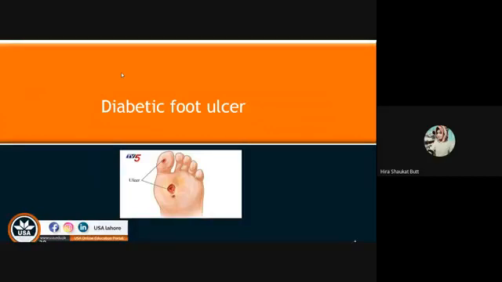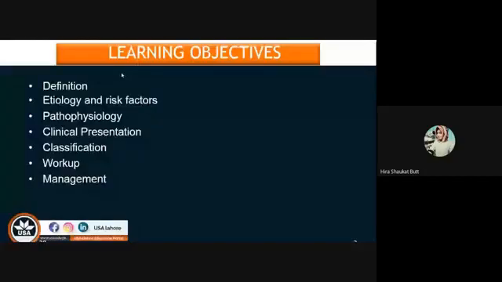So let's start with today's topic. First of all, we will see the learning objectives. The learning objectives for today's lecture are: first of all, the definition, then we will discuss the etiology and risk factors of foot ulcers. Afterwards, we will go through the pathophysiology. Then we will see the clinical presentation of the patient who has diabetic foot ulcer. Then the classification of diabetic foot ulcers. Afterwards, the diagnostic criteria or other investigations helpful in the diagnosis and treatment of the diabetic foot ulcer, and finally the management of the diabetic foot ulcer.